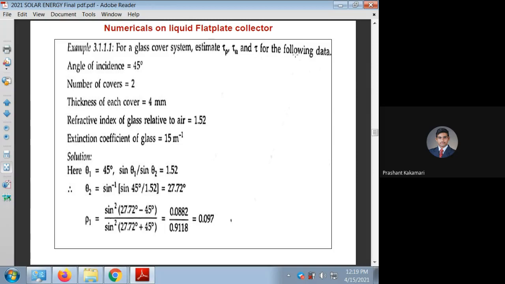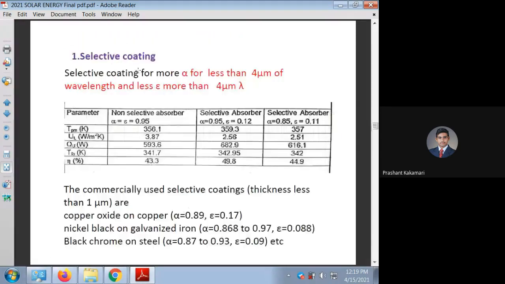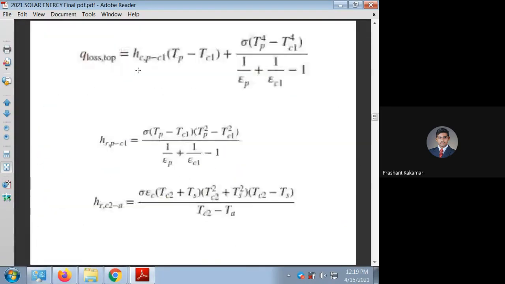So what data is given here? Angle of incidence, which means theta 1. You can consider Snell's law. So theta 1 is given as 45 degrees. In the atmosphere, solar radiations fall incident on the glass cover at 45 degrees to the normal line or the vertical line. 45 degrees theta 1 is given. Also, theta 1 indicates the reflection. Let's see here. Reflection is also theta 1.